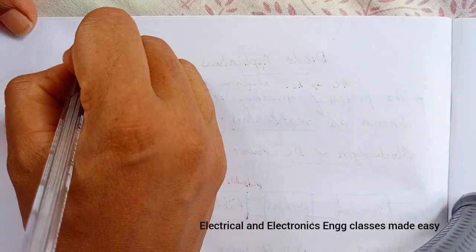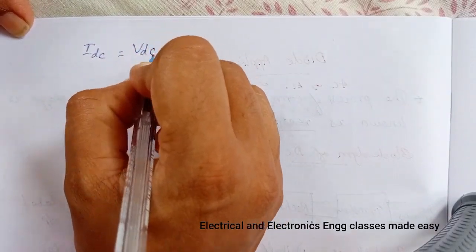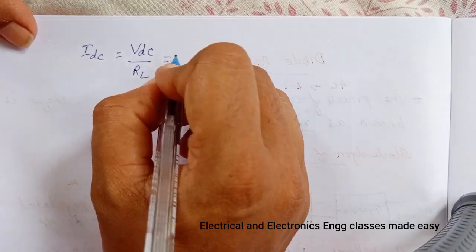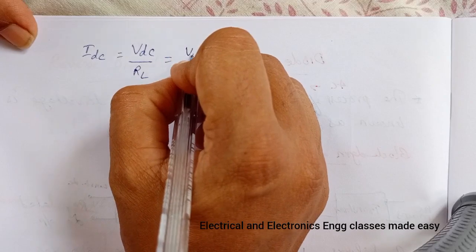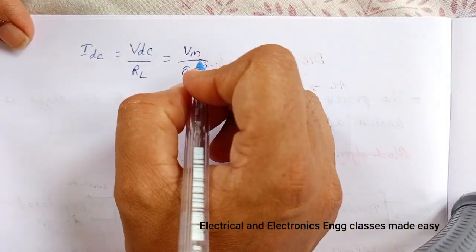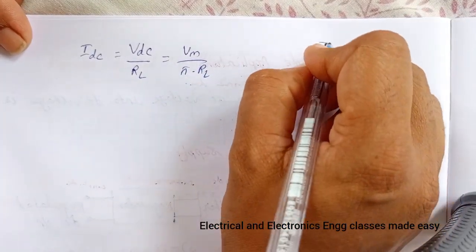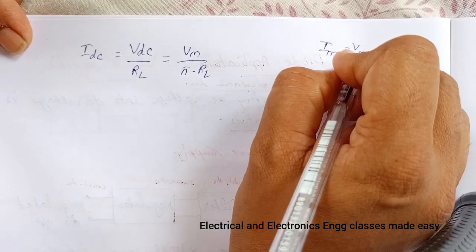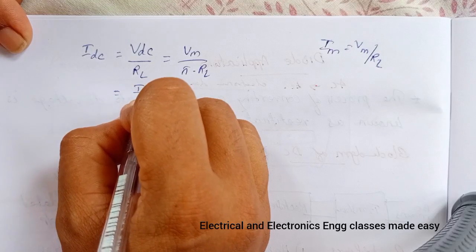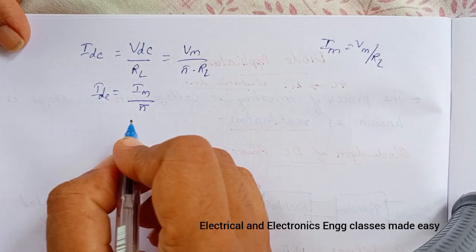And the average value of the load current IDC is equal to VDC divided by the load resistor RL. That is Vm divided by pi into RL, and Vm by RL we can write as Im. So IDC is equal to Im divided by pi.